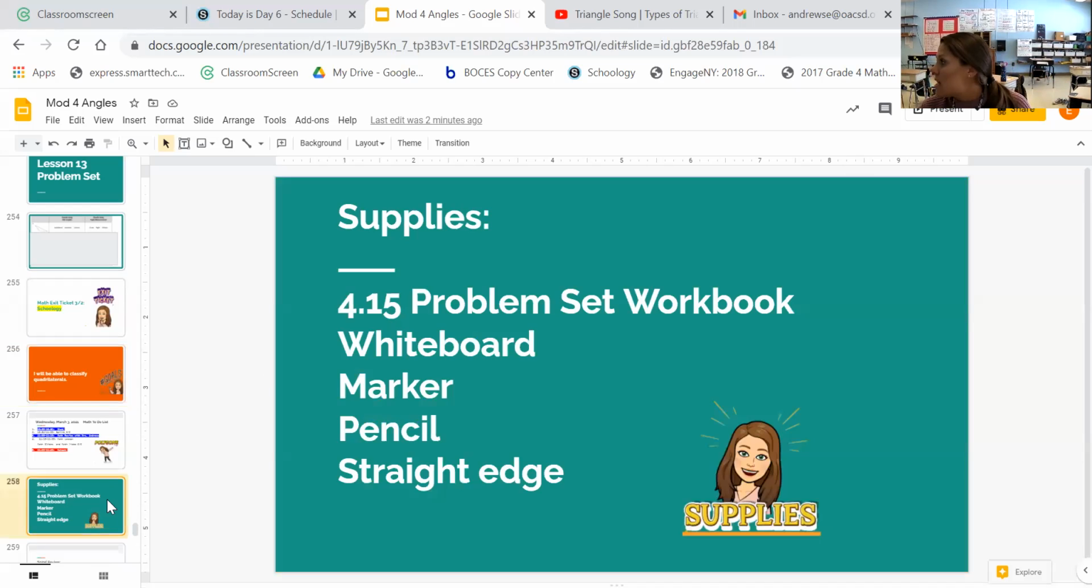The supplies that you need are your workbook. If you could open that up to problem set 4.15, you need a whiteboard, a marker, don't forget a pencil, and of course your straight edge.